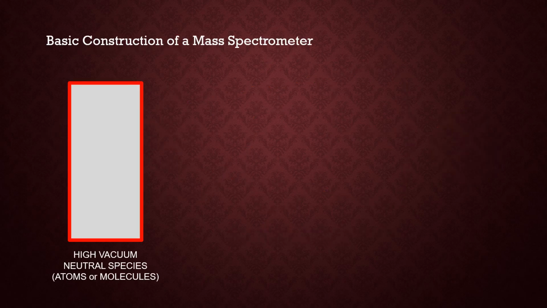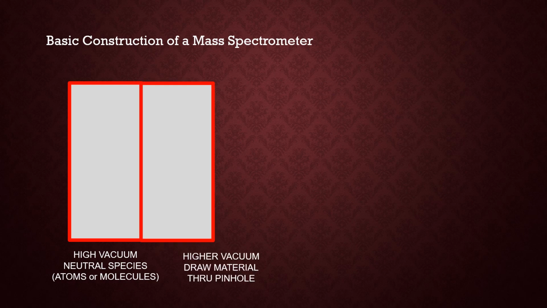So let's look now at the construction of a mass spectrometer. We start with a high vacuum chamber where we can get neutral species, they can be atomic or they can be molecular, produced at a low pressure, so fairly low density. I can put a box alongside of that initial chamber and I can put a higher vacuum, so a lower pressure in the right-hand box, and create a pinhole in the common wall.